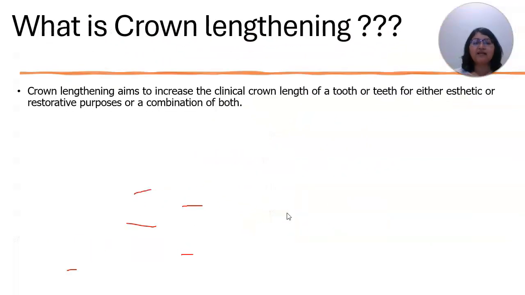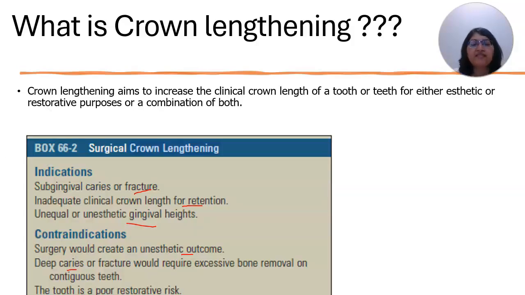So what exactly is crown lengthening? Crown lengthening is a procedure that aims to increase the clinical crown length of a tooth or teeth for either aesthetic or restorative purposes, or a combination of both. Having said that, what are the indications for crown lengthening?